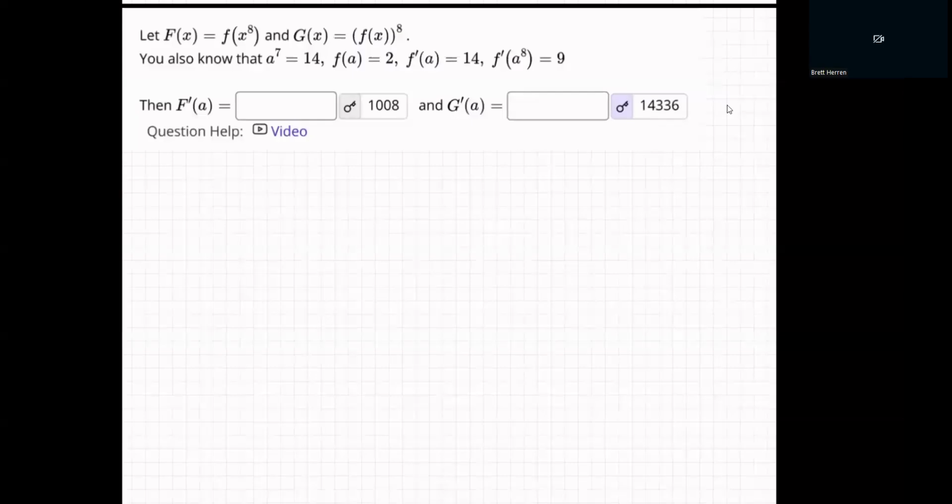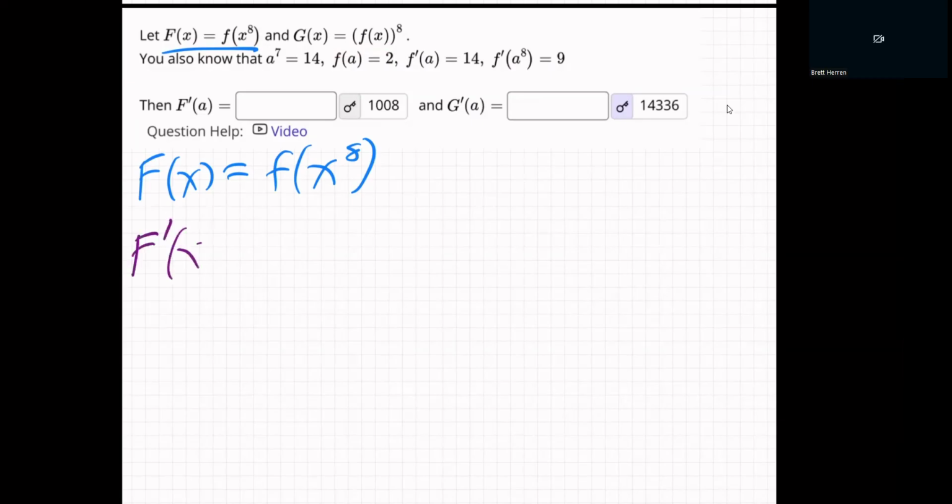Welcome to a question in which we have functions inside of functions. It's chain rules galore. All right, let me bring down the first factor. Capital F of x is little f of x to the 8. So they're distinguishing between capital F and little f. First things first, they want me to take the derivative of capital F and eventually plug in a. We'll get there.